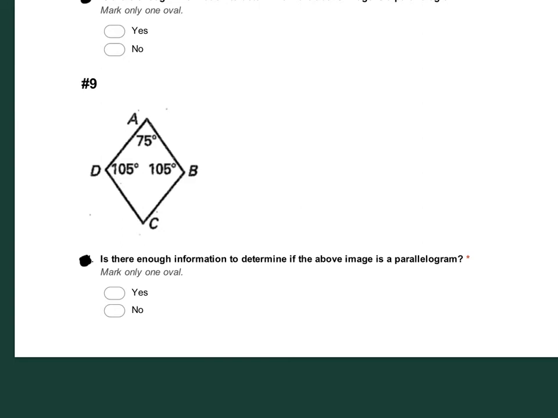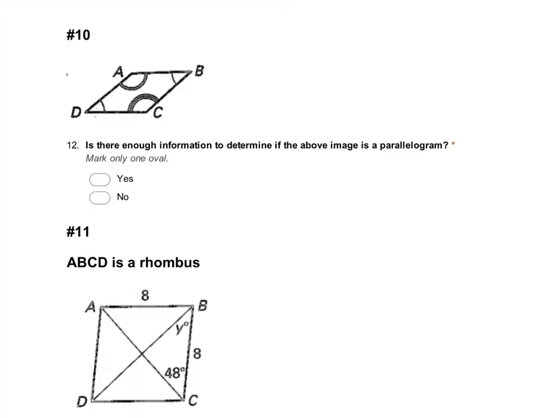Jump page for number 10. So here's 10. Again, wanting to know if this is a parallelogram or not. Take a close look at what we're describing here. This has 2 arcs. This one has 3. Just so you know, angle C has 3 arcs. Angle A only has 2. So is that a parallelogram? That's number 10.